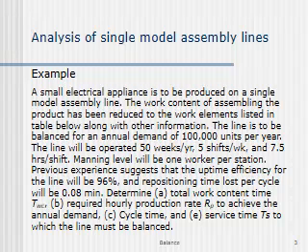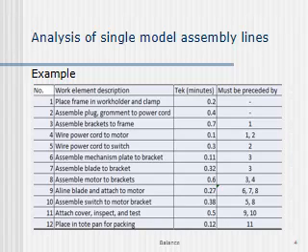Now we are going to calculate the total work content time, TWC, then the required hourly production rate RP to achieve the annual demand, where C is the cycle time and E is the service time. These are the things we are going to calculate. In this single model assembly line, there are 12 operations needed to complete the full product.